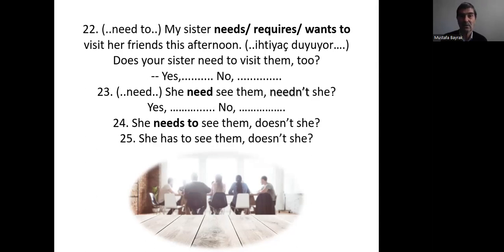Okay. 24. She needs to see them, doesn't she? But here it is like has to. Okay. She has to see them, doesn't she? She needs to see them, doesn't she? Yes, the 25 is about has to. Okay.